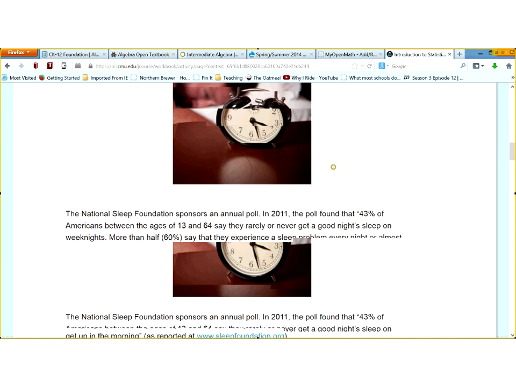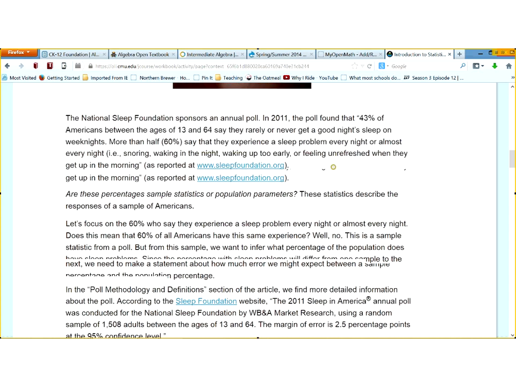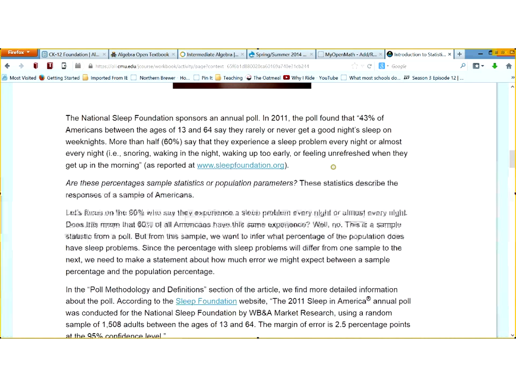All right, here we go. The National Sleep Foundation, let's look at this example. Sponsors an annual poll. In 2011, the poll found that 43% of Americans between the ages of 13 and 64 say they rarely or never get a good night's sleep on weeknights. That's pretty bad. More than half say they experience a sleep problem every night or almost every night, i.e. snoring, waking in the night, waking up too early, or feeling unrefreshed when they get up in the morning. Are these percentages sample statistics or population parameters?